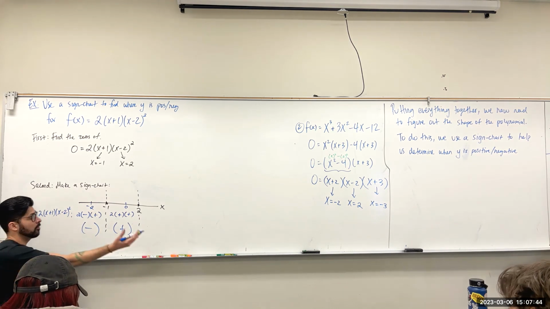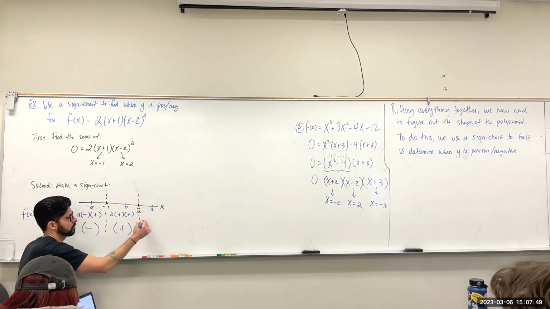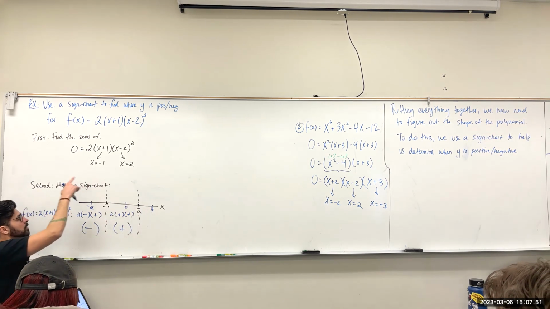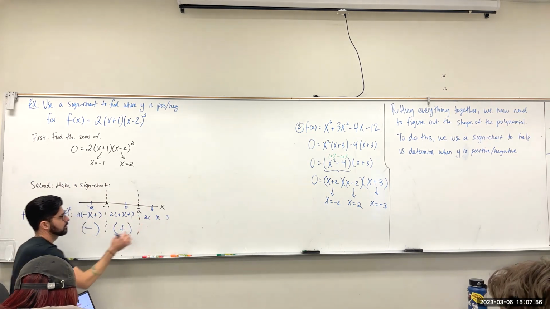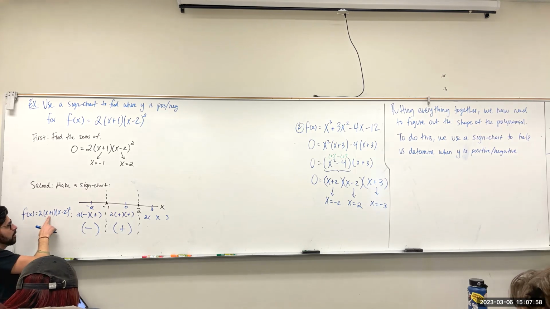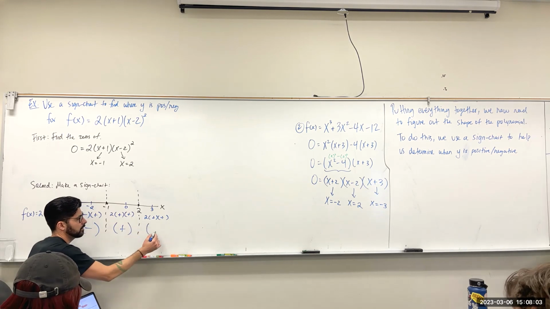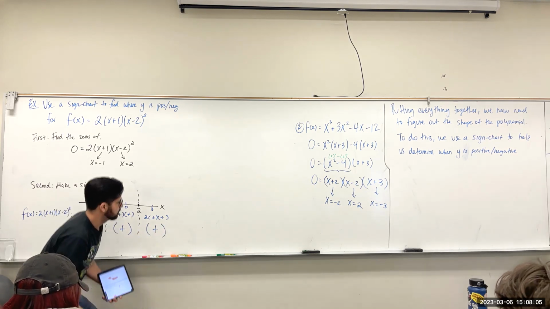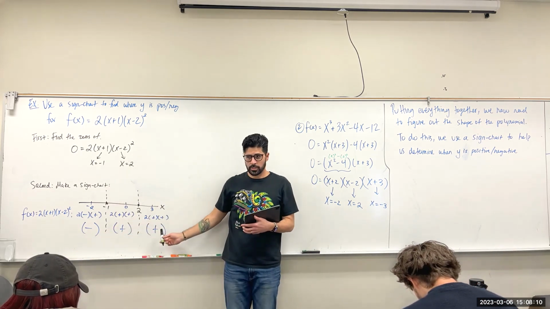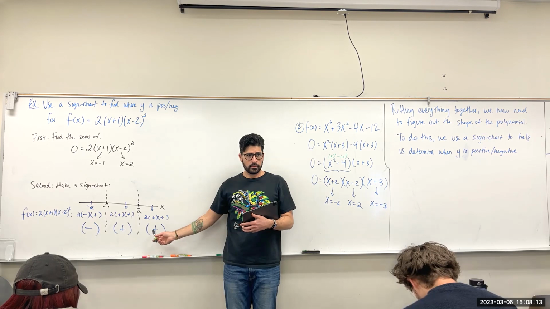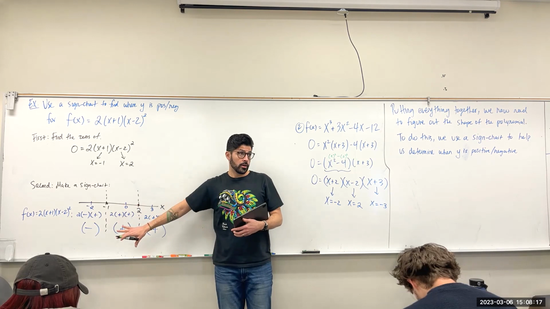And now we pick an x value greater than 2. 3, sure. If I plug 3 into my function, I'm going to get 2 times a positive and a positive, so my overall y value will be positive. Questions on that process? The sign chart? Okay, so how are we going to use this?